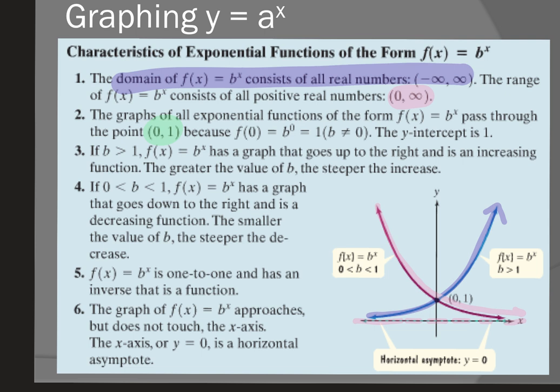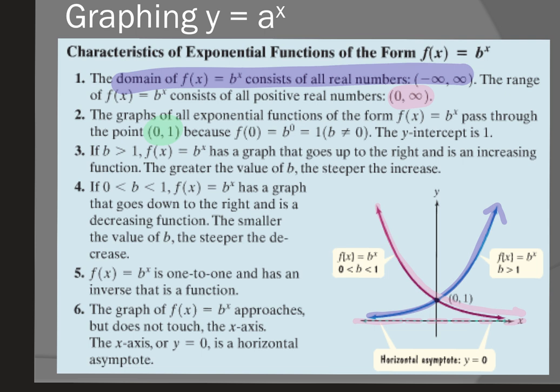And then 3 says if b is greater than 1, it goes up. So that would be the blue line that we drew. If our base is bigger than 1, it increases. If it is in between 0 and 1, then it decreases. It is 1 to 1 because it is a function initially, but it also has an inverse, which means it would pass both your vertical and horizontal line tests.